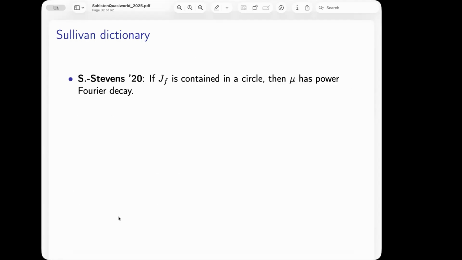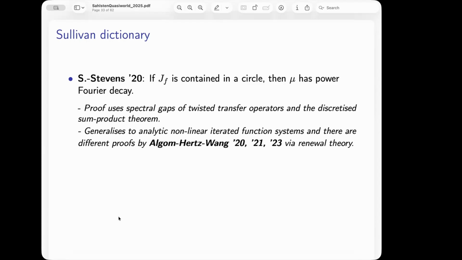We can ask the question of Fourier decay, and we already studied it in the 2020s with my PhD student Connor Stevens, in the case where the Julia set is contained in a circle, so it's like a Cantor set inside a circle for a rational map. In that specific case, this has powerful Fourier decay. This used spectral gaps for twisted transfer operators, which are bounds that Frederic Naud also got for certain transfer operators. We adapted these spectral gap bounds to get the right non-concentration properties, which we could feed into Bourgain's discretized sum-product theorem bounds.